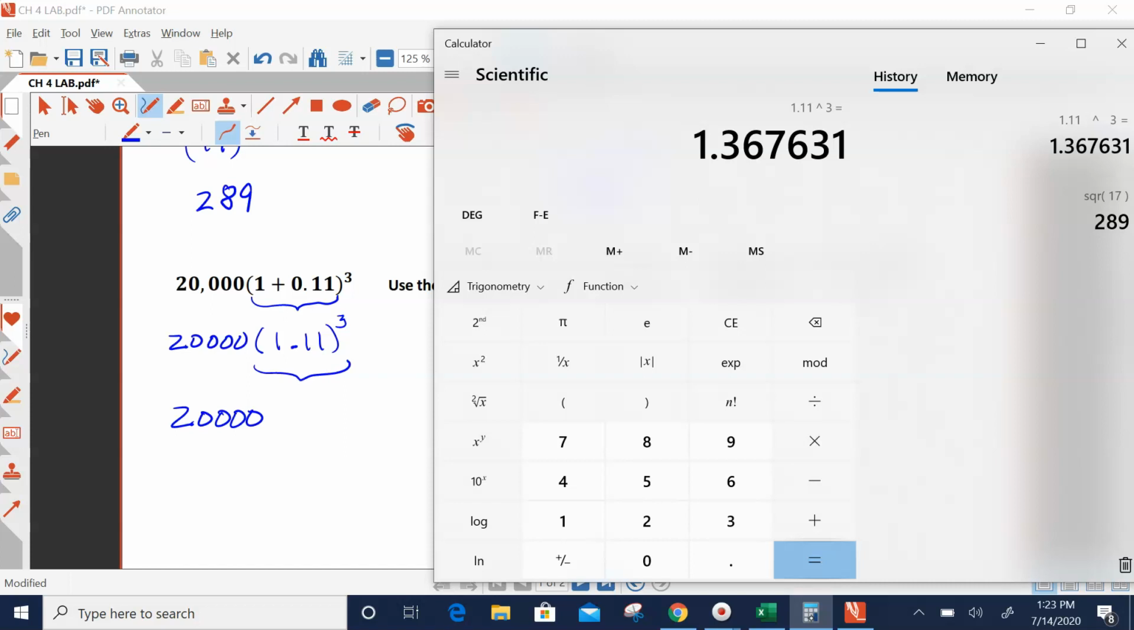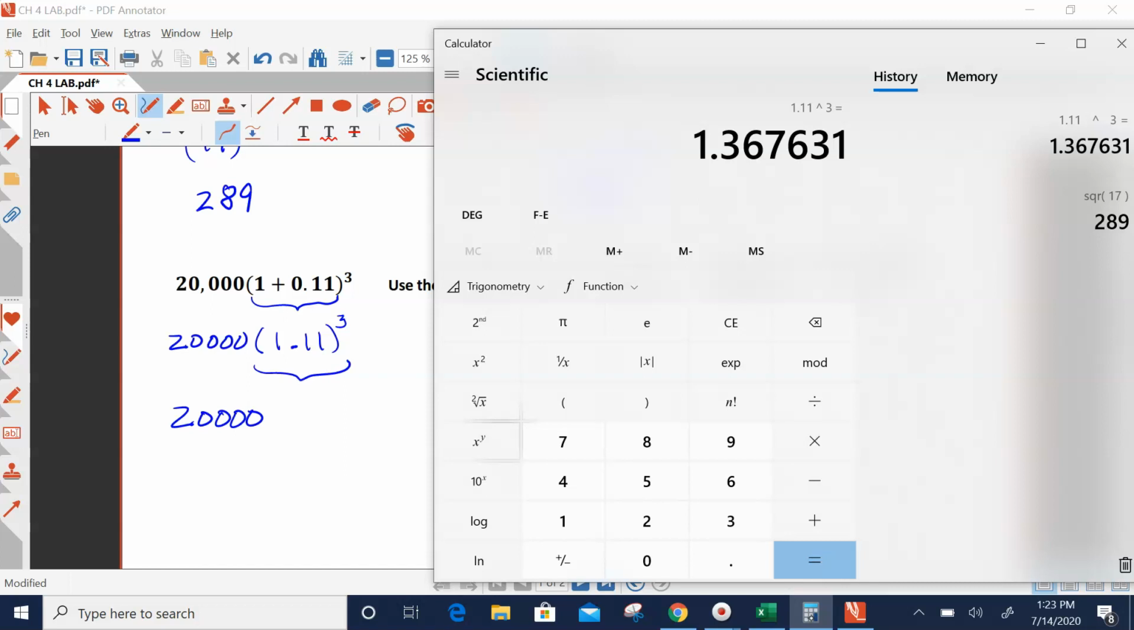And notice on my calculator that I pulled up on my computer, in order for me to get an exponent of 3, I use this y to the x button. Your calculator might have an x to the y, but that allows you to raise to a power as far as this calculator goes. So 1.11 to the third power is 1.367631.